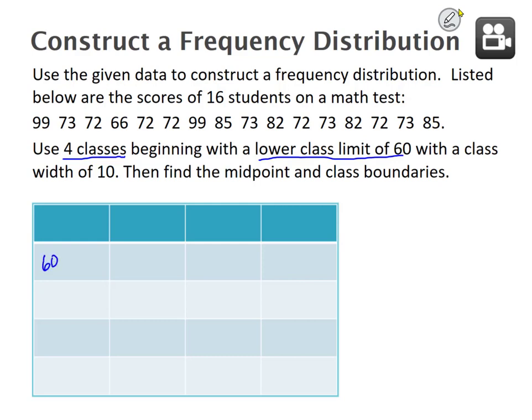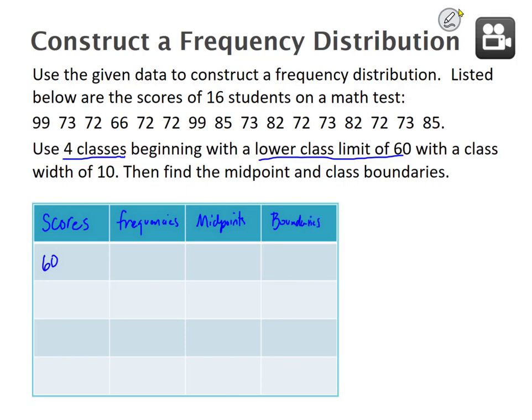Let's go ahead and name our columns. We have a chart here with 4 columns, so the first one is going to be labeled scores from the test. The second column to the right will be our frequencies, what we count. The third one will put the midpoints, and the fourth column over will be the class boundaries.